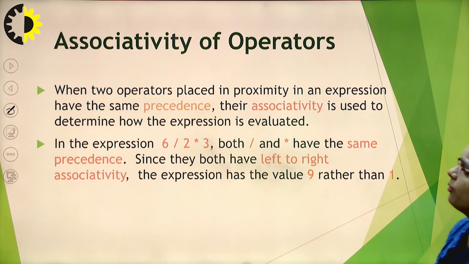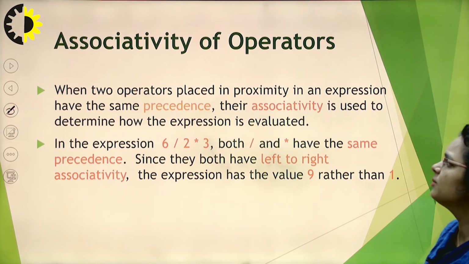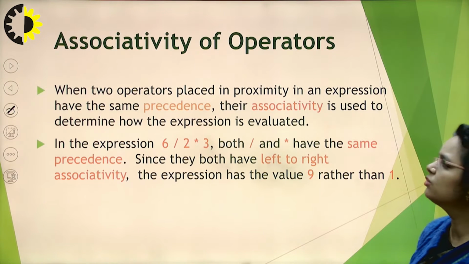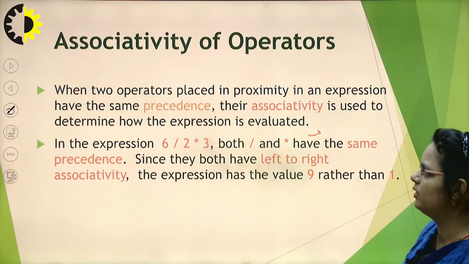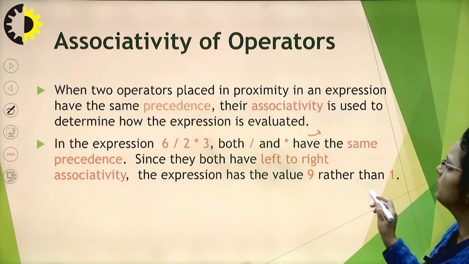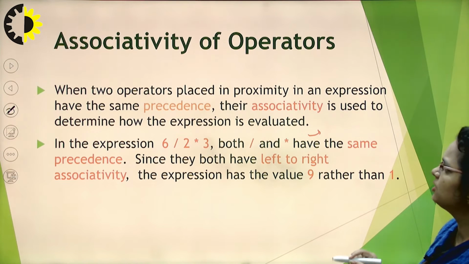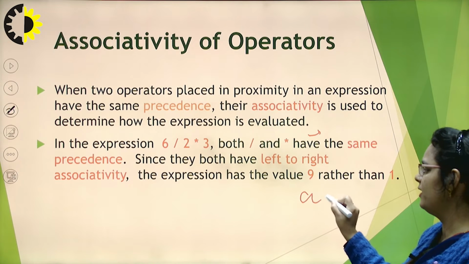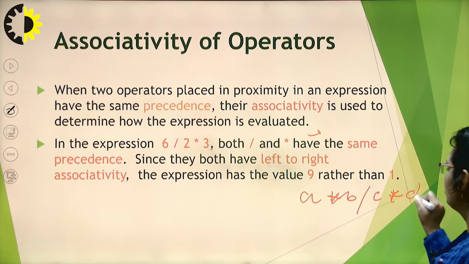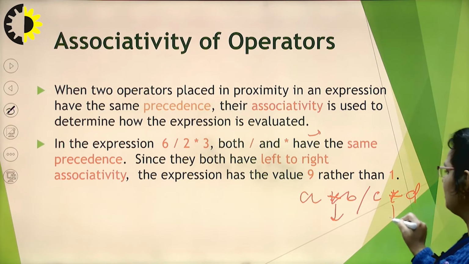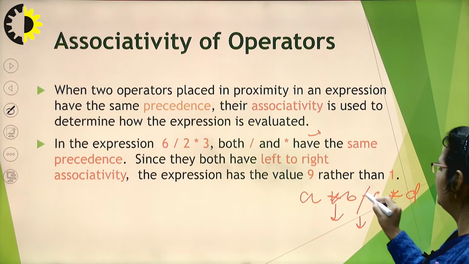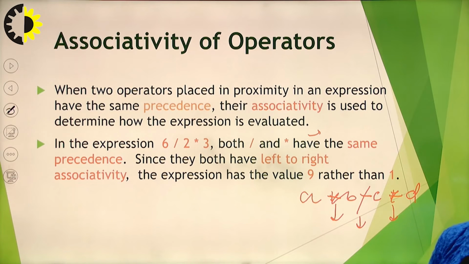Associativity of operators: when two operators are placed in proximity in an expression and have the same precedence, their associativity is used to determine how the expression is evaluated. Suppose we have an expression A star B divided by C star D. We know multiplication has higher precedence. Suppose we have addition; we know that multiplication has higher precedence than addition.